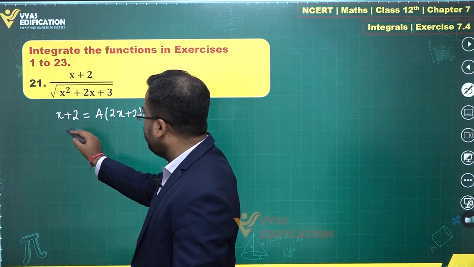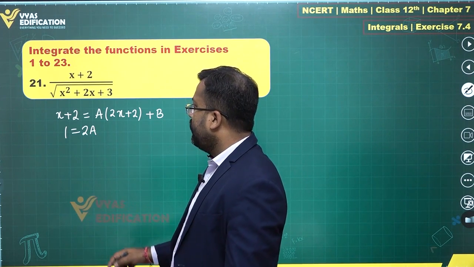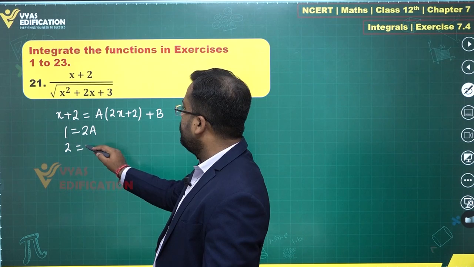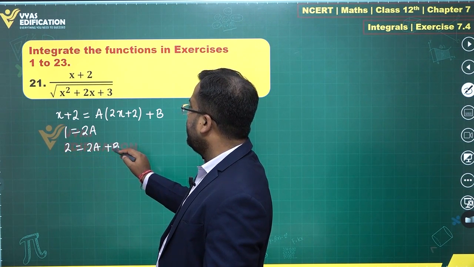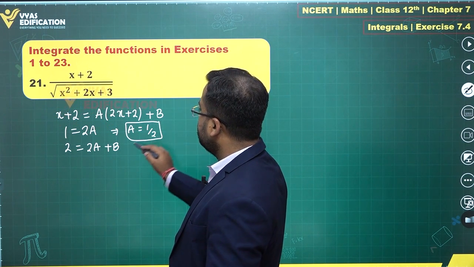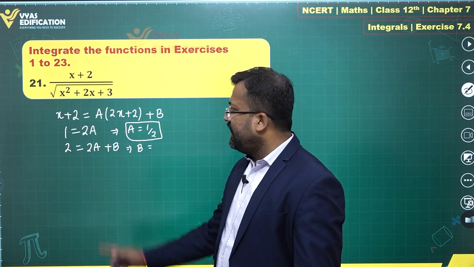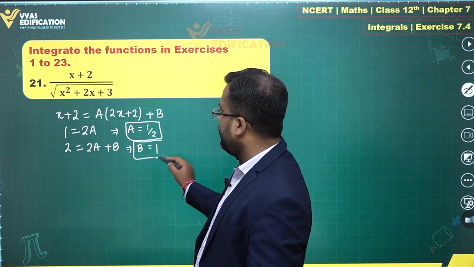By comparing the coefficient of x, the coefficient is 1 equals a, and the constant term 2 is equal to 2a plus b over here. This tells me a will be equal to 1 by 2, and using this a, I can find b equals 2 minus 2a, which will be 1, and b will be 1.